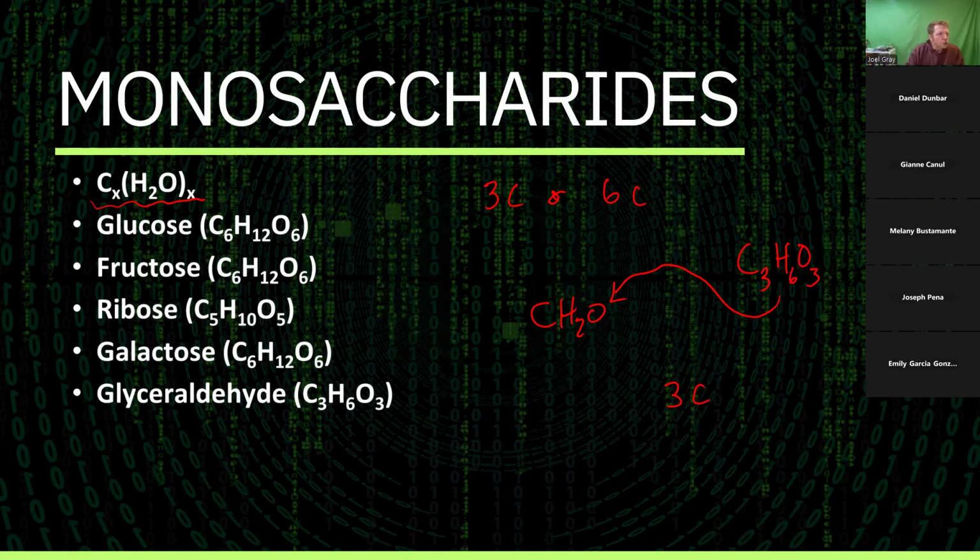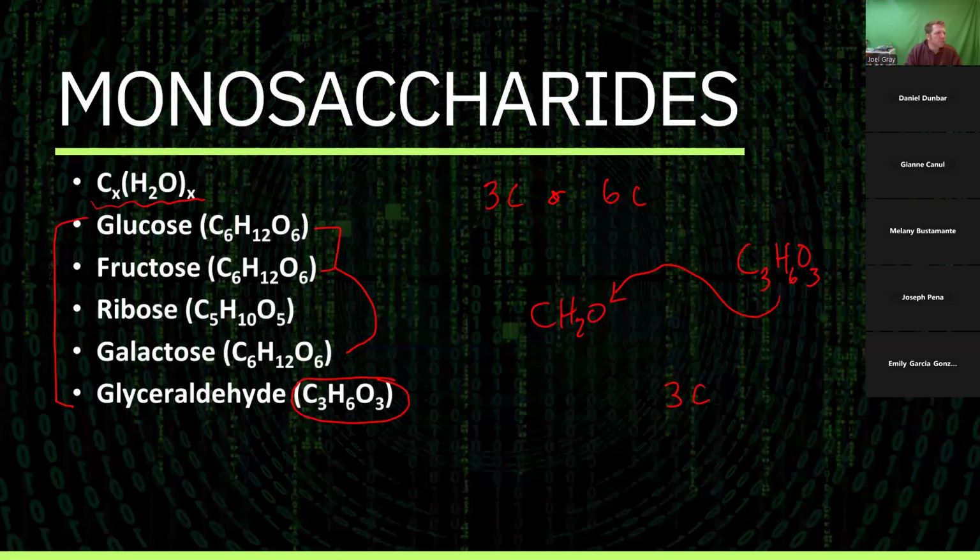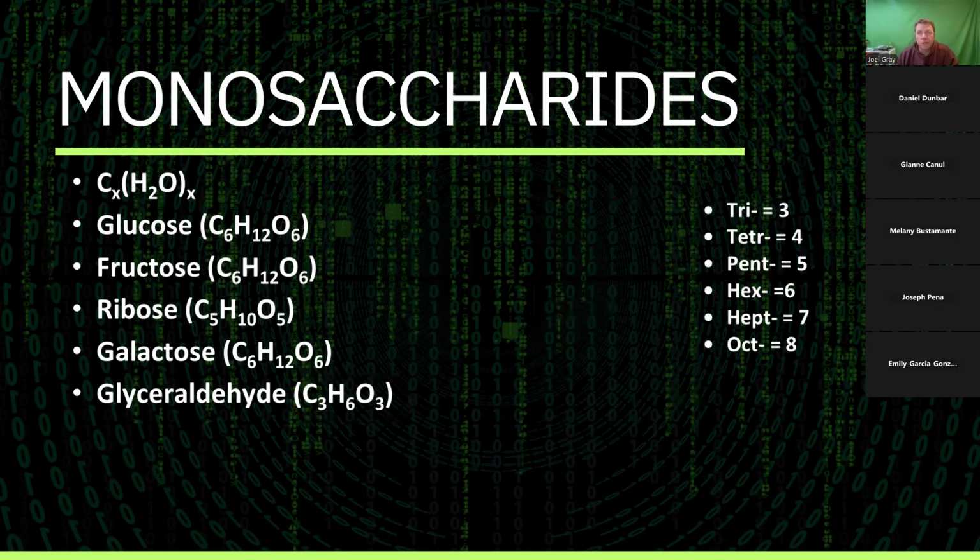Now, common sugars that I want you to know about are these right here: glucose, fructose, ribose, galactose, and glyceraldehyde. Glyceraldehyde is your example of a 3-carbon sugar. Glucose, fructose, and galactose are your larger molecules. They have identical formulas, but there are some things that make them different. These are isomers of one another. Ribose is a 5-carbon sugar. And whenever it comes to using these sugars with different numbers of carbons, we also implement the prefixes tri, tetra, penta, hex, hept, and oct.